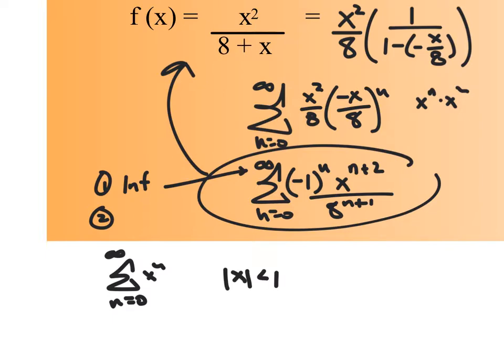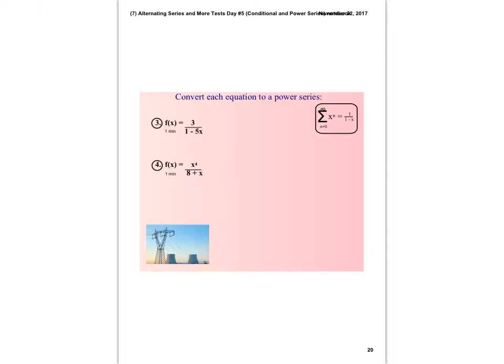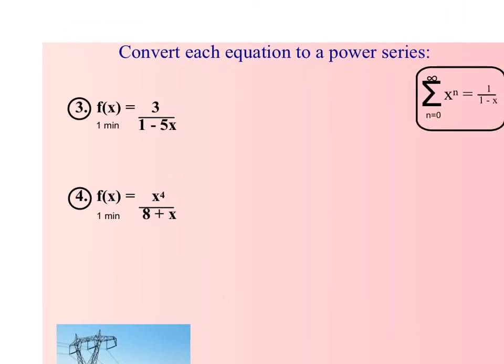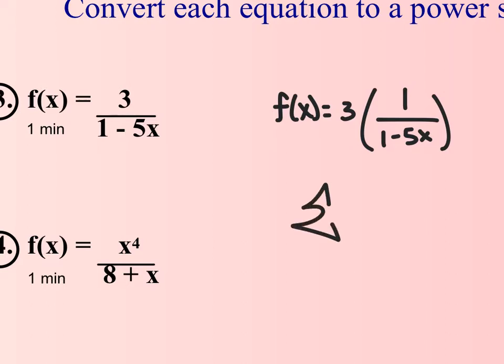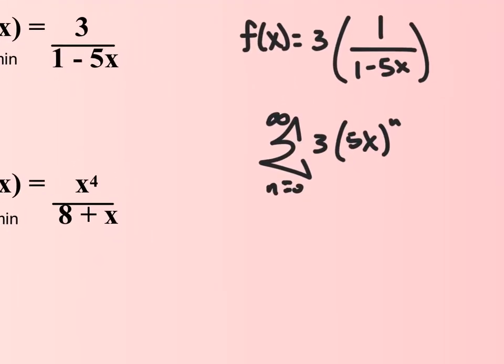Okay, so that brings me to this idea of radius and interval of convergence, which I want to touch on, and I believe in the homework problem. So let's get there. Okay, so I want to touch on number 3 here. First, I'm going to write this as a power series. f of x would be 3 times 1 over 1 minus 5x. So that's in a good form. So what that would be is the sum from n equals 0 to infinity of 3 times 5x to the nth power. Okay, let's pause there for a moment.